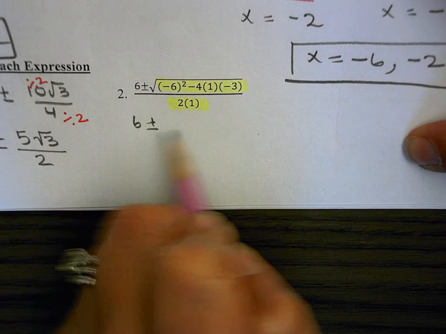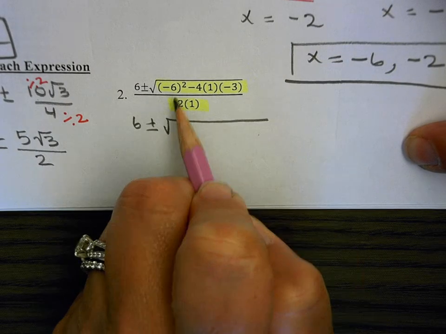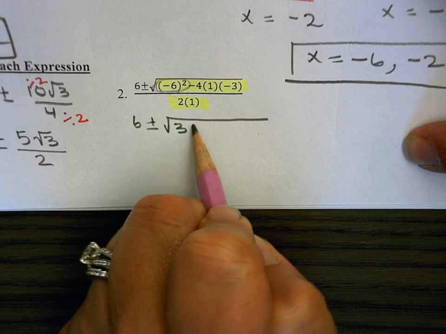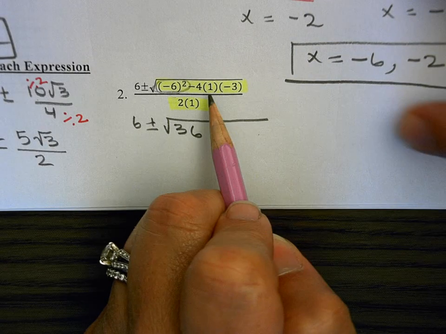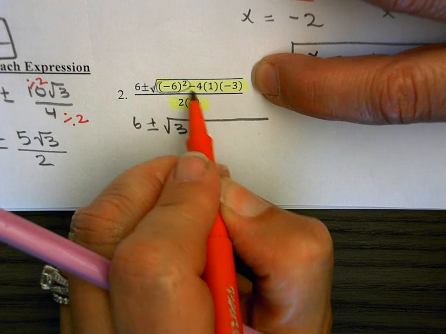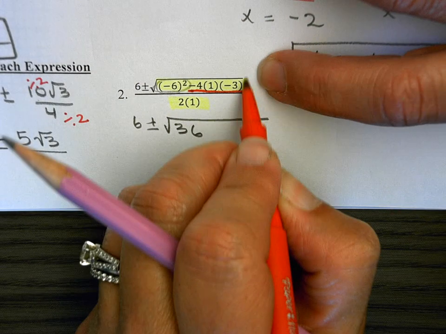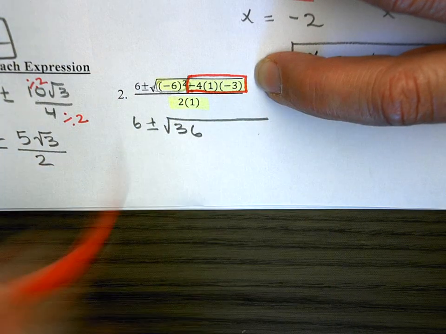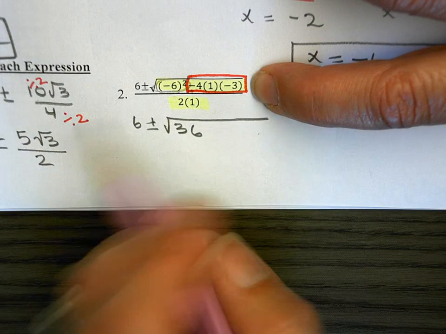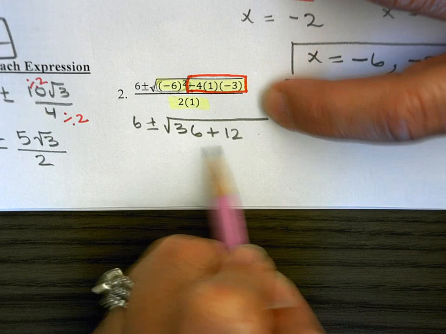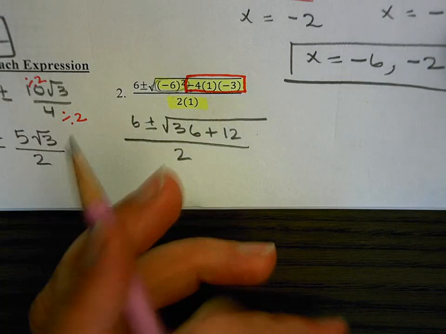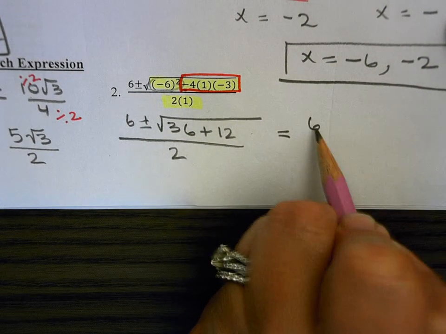And then I'm going to do this right here. Negative 6 times itself is positive 36. And then here I'm going to multiply all three of these together. So I'm going to multiply negative 4 with 1 with negative 3. So negative 4 times 1 times negative 3. I'm multiplying those three together, so that gives me a positive 12. And then 2 times 1. And then let's do that. So 36 plus 12.